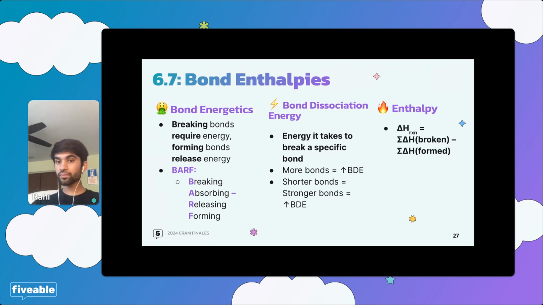And then the enthalpy of a reaction is the sum of the energy of the bonds that you had to break minus the sum of the energy of the bonds that you had to form.